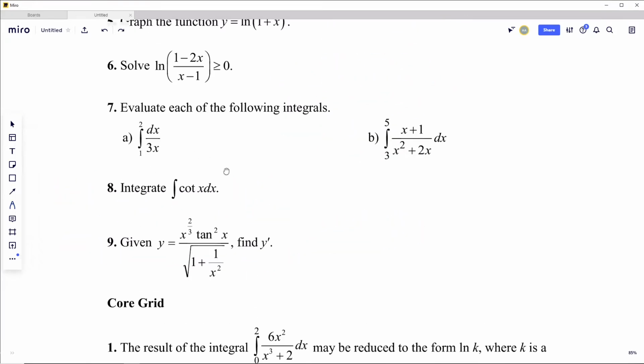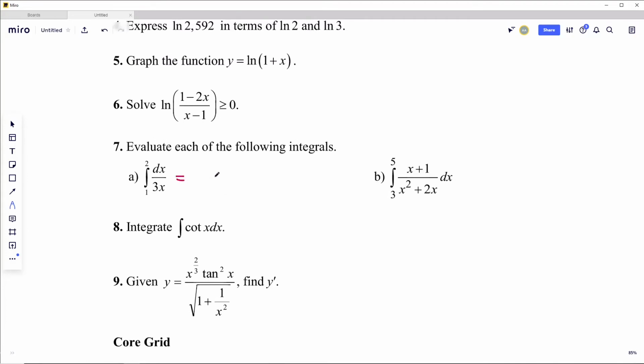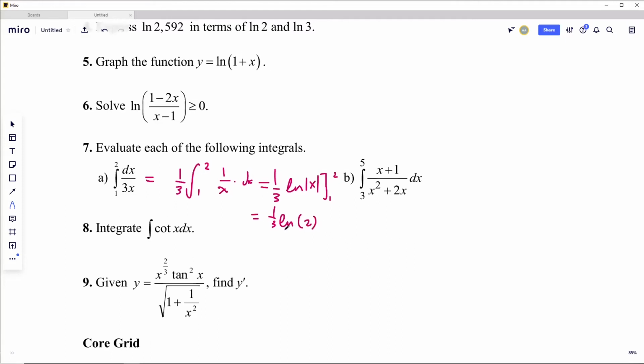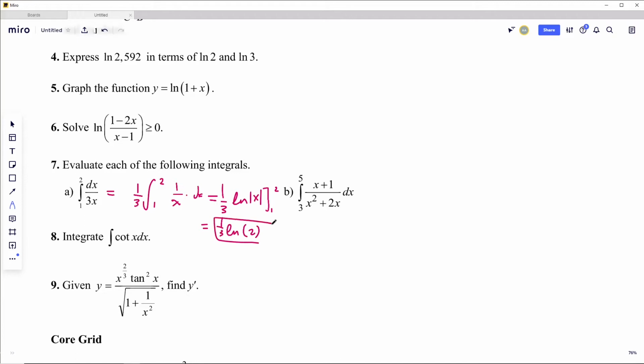Okay, so number 7. These ones are fairly easy, so let's do them immediately. You can take 1/3 out, so 1/3 integral from 1 to 2 of 1/x times dx, and then this immediately becomes 1/3 times ln absolute value of x from 1 to 2, which is evidently ln 2/1, because it's ln 2 minus ln 1, so you can say ln 2/1, so ln 2. You can put it inside, keep it outside, either is fine.